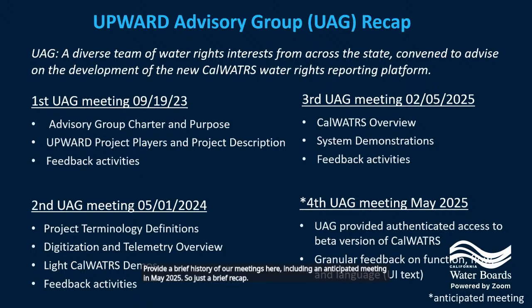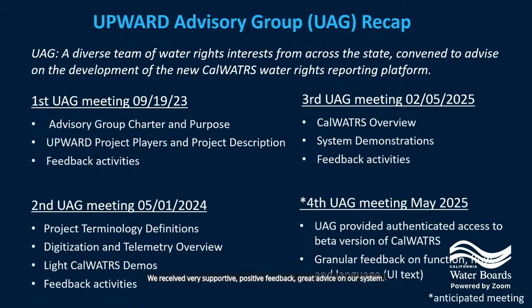So just a brief recap. We originally met September 2023, went over the concept of the UAG, and conducted our first feedback activities. In the second UAG meeting, May 24, we began to collect more granular feedback on our system, looking at what we had designed, what we were working on, and where those things met the needs of the UAG. We received very supportive, positive feedback, great advice on our system.